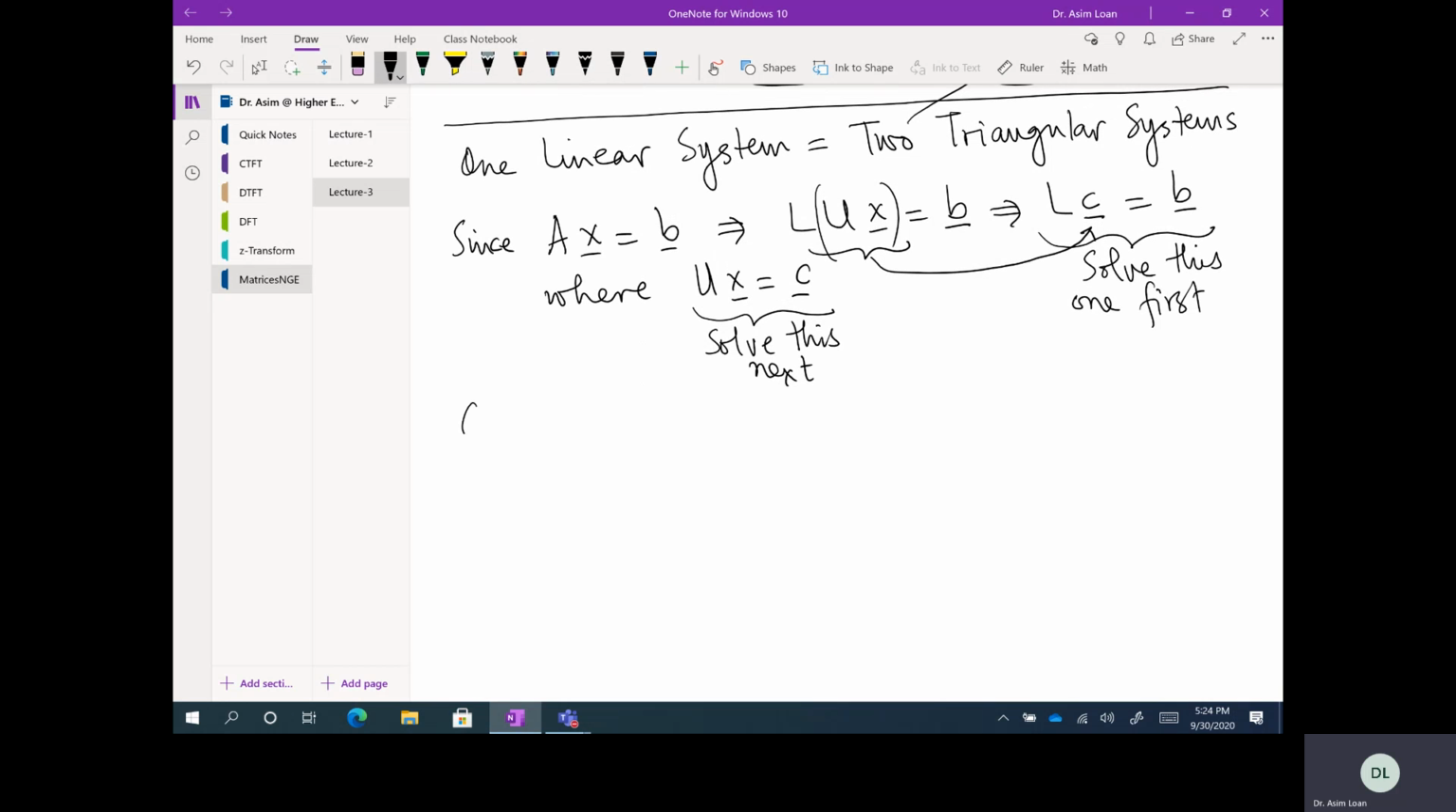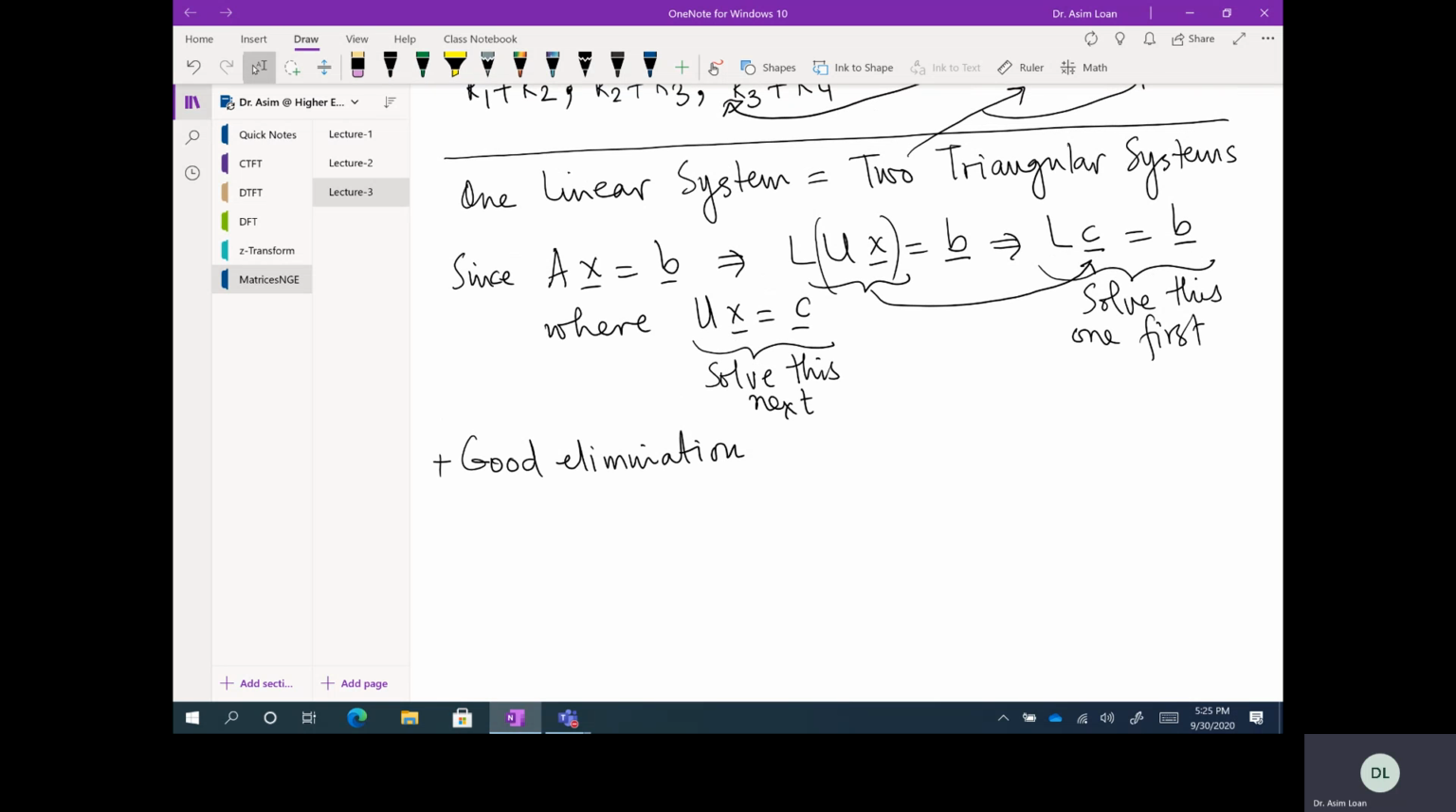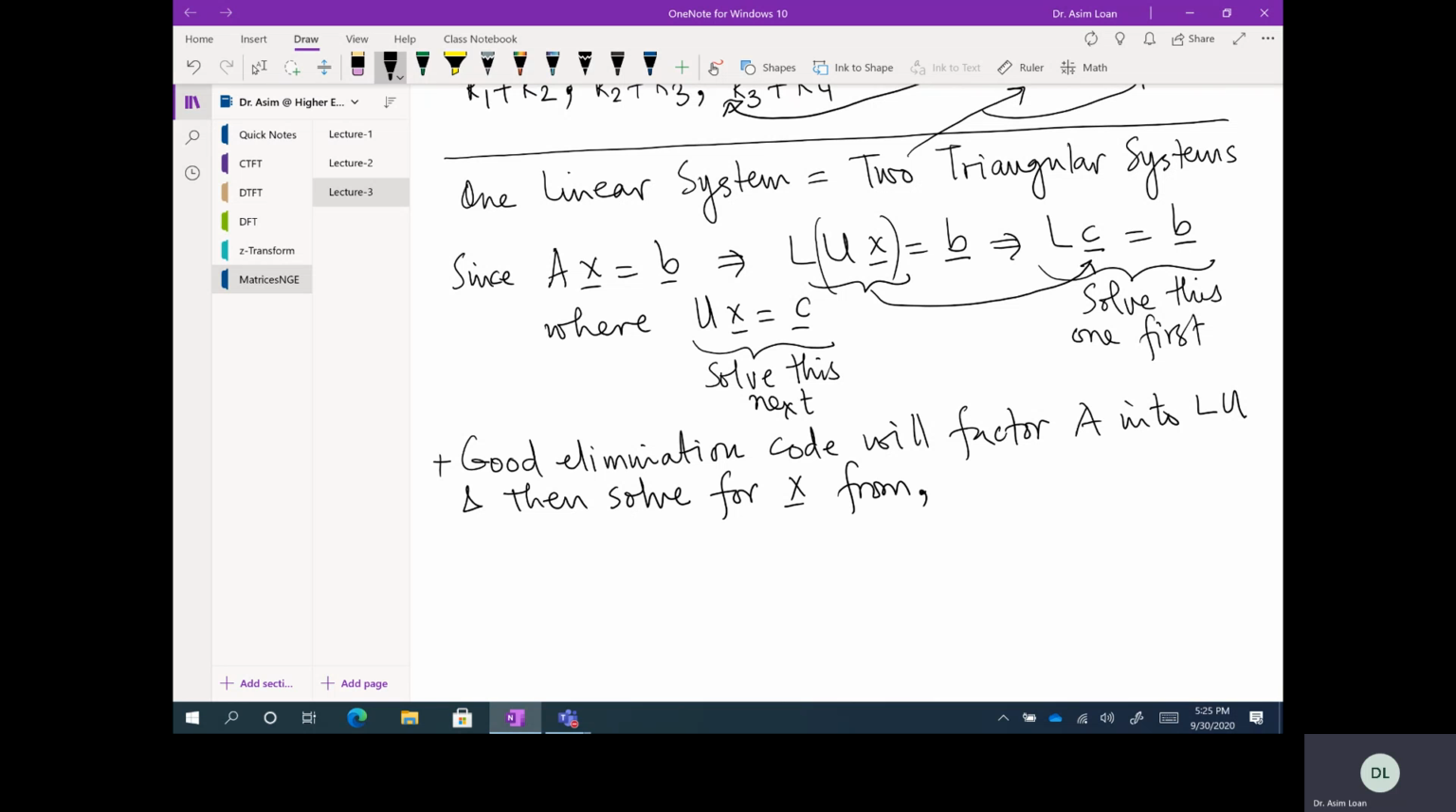A good elimination code, because hopefully we want to write programs to solve these problems and we don't want to do it by hand. A good elimination code will factor A into LU, and then solve for x from LU and B.